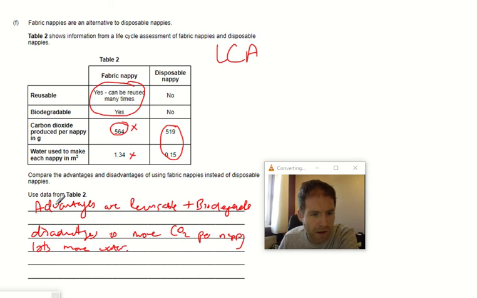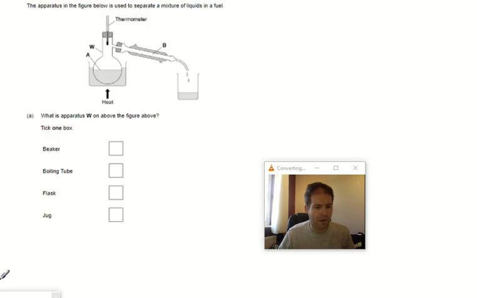So when we're thinking about which one is actually better for the environment, looking at this table, I'd say that generating more carbon dioxide and using more water is a bad thing for the environment. The fact that they're biodegradable is a positive. So what do we do with these ones? It causes landfill issues. So this is a landfill problem, which is an environmental problem. We need to be really careful on that one.